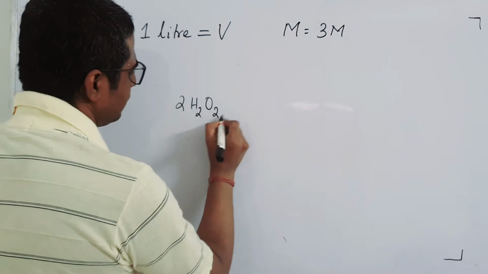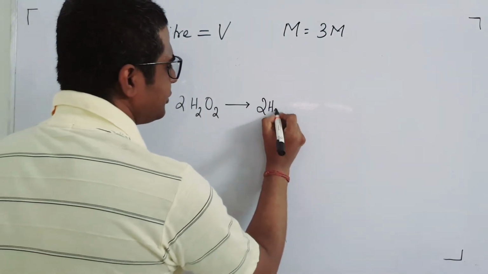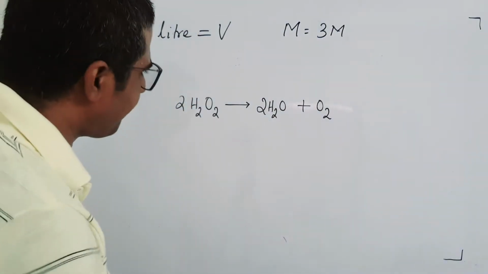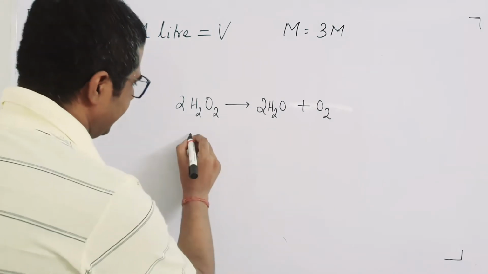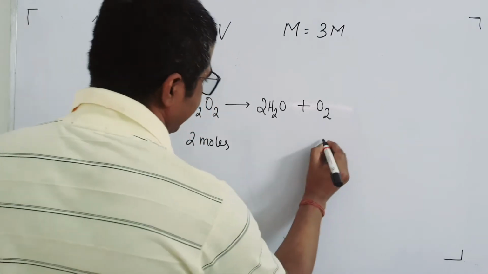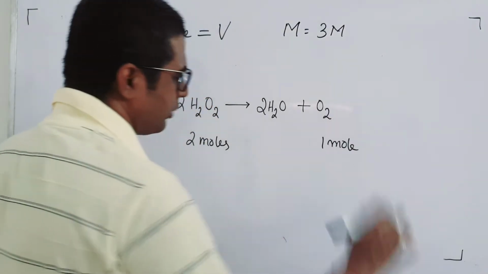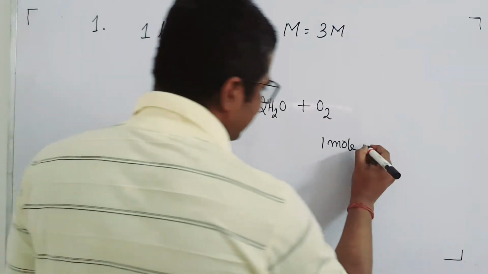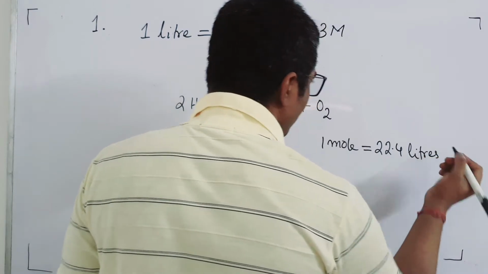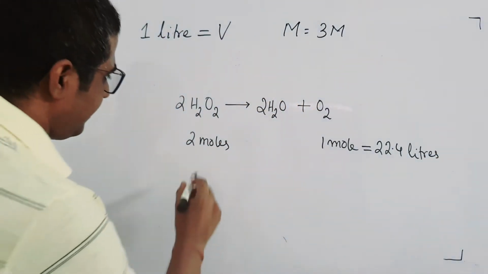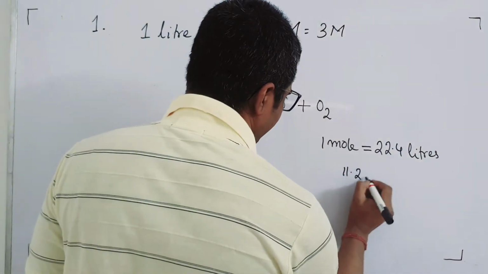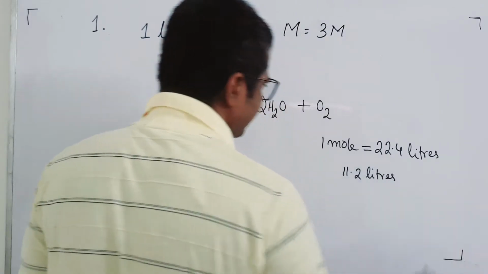2H2O2 gives 2H2O plus O2. Okay, we'll write this. Now from this equation, it is pretty clear that 2 moles of H2O2 on decomposition at STP gives 1 mole of O2. Clear? This 1 mole of O2 is basically equal to 22.4 liters of O2 at STP, right? So if I want from 1 mole of H2O2, then it should be 11.2 liters at STP.